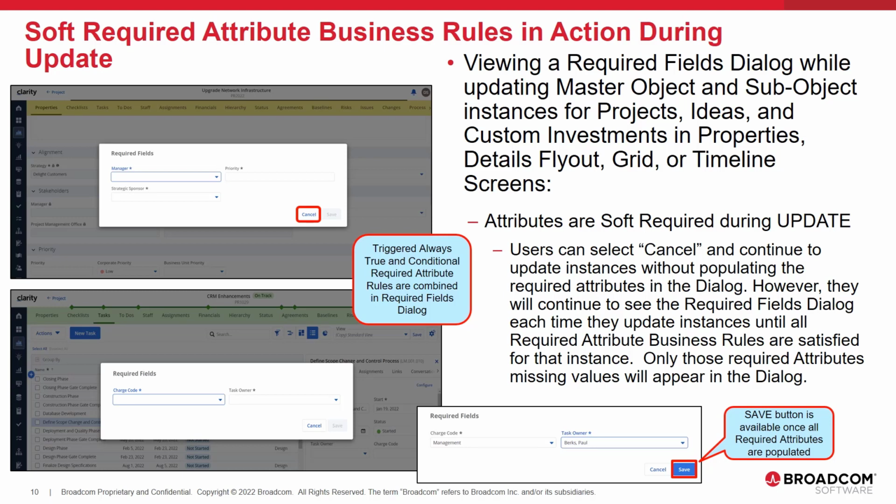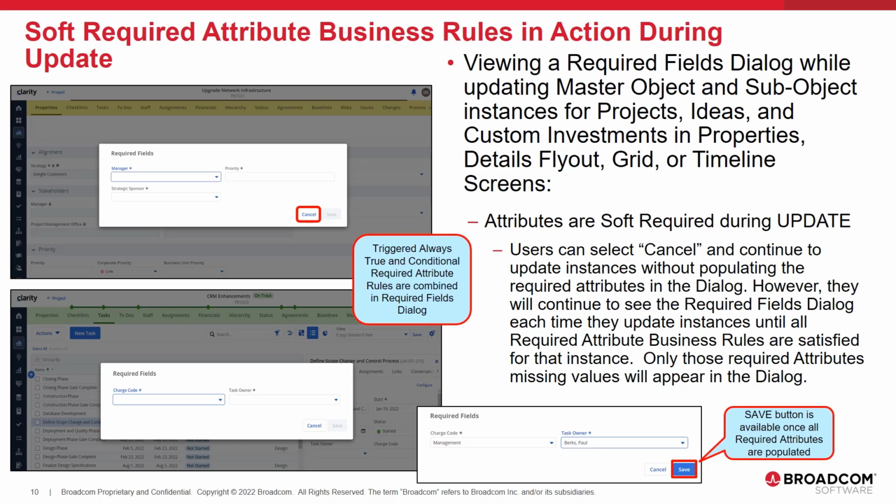So if, for example, let's say that you know what the manager and strategic sponsor values are, you can easily go into the grid or any of the other screens and update those values. And let's say the priority is something that you have to follow up on and you don't know right away. What will happen is anytime you or any other user goes back in and tries to update any data on this project for any attribute, they'll get a new modal, but it'll just have the priority attribute in it because it's the only one that's left that's required and not populated.